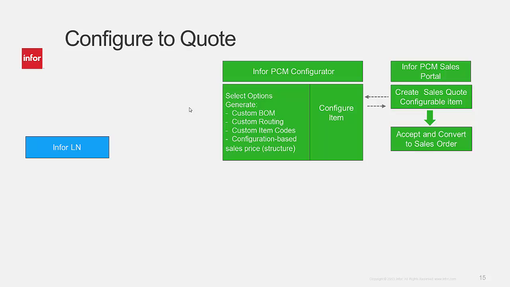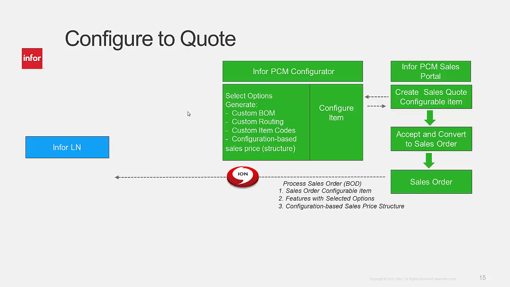Only after the quote is accepted and converted into a sales order is the sales order actually processed and created in Infor. This is done through ION and based on BODs. A sales order for the configurable item is created, the features with selected options are communicated, and the configuration-based sales price structure is communicated as well through Infor.